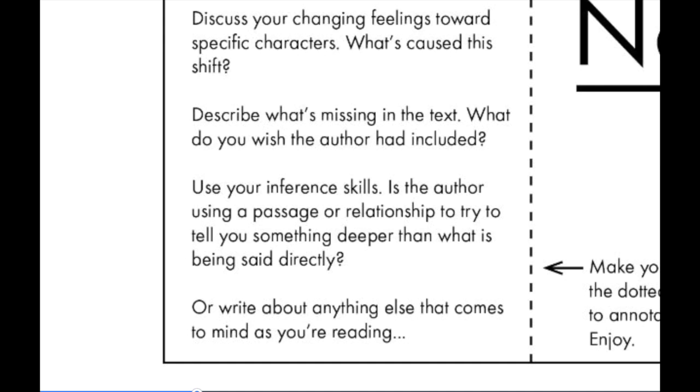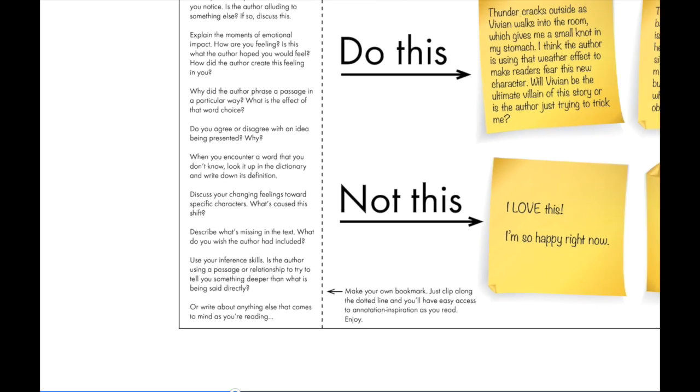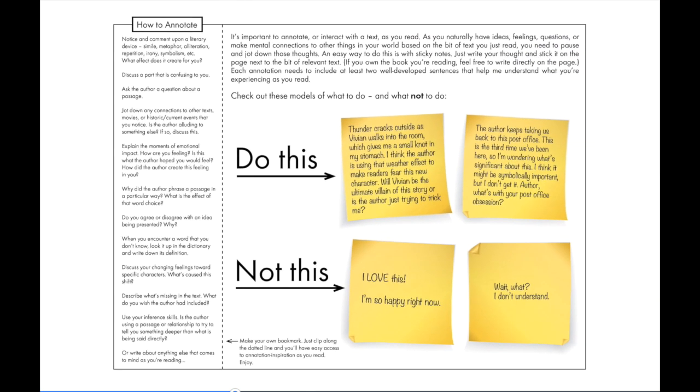You can use your inference skills. Is the author using a passage or a relationship to try to tell you something deeper that's happening, looking for symbolism, or really anything else that comes up for you while you're reading? That counts as annotation. So this worksheet that you're seeing right now, I actually designed for my students. I give them the first week of school early in the year, like I'm doing with you guys also. And then the idea is that we talk about it, and then they can cut along that green line that I just highlighted and use that slip as a bookmark.